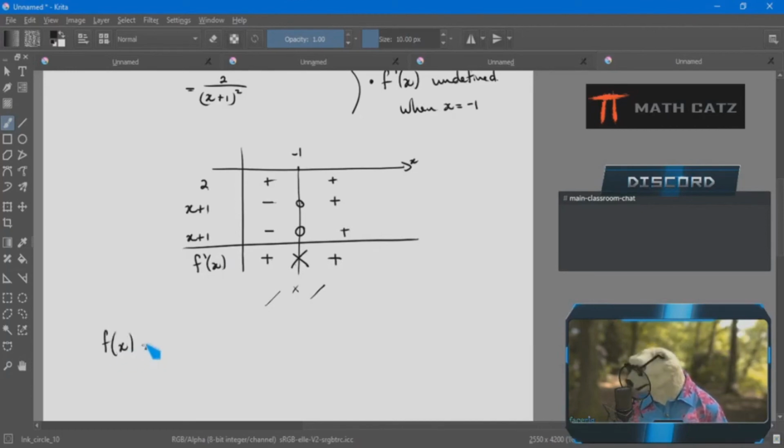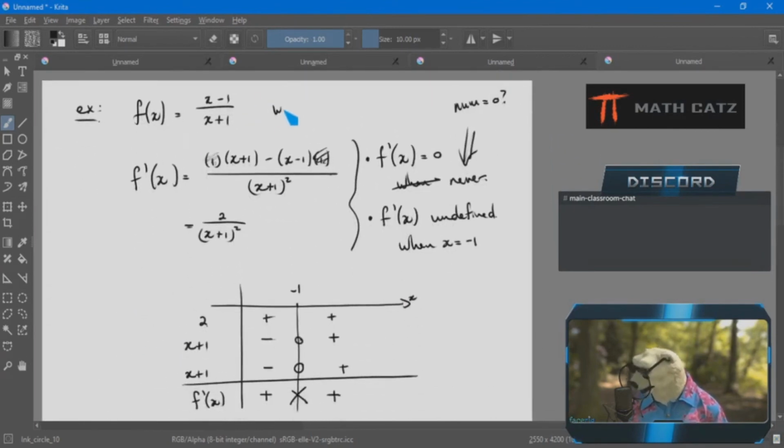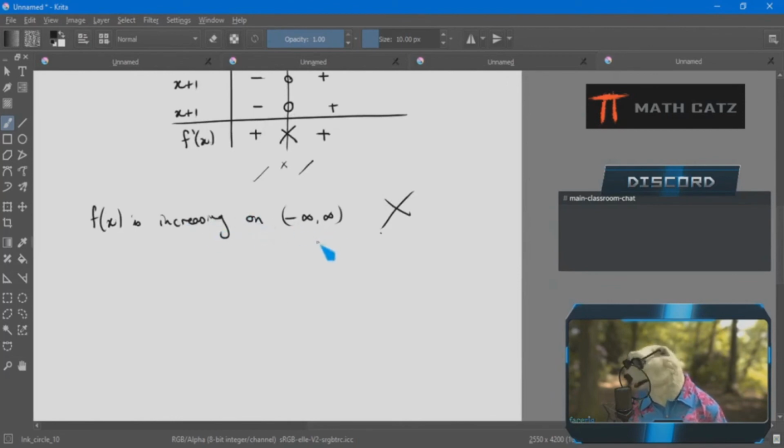My function is increasing on. Now I can't say everywhere. That is not right. Why? Because when I look at my function, which is what the statement is saying something about, this guy is undefined at x equal to -1. So I can't ever include -1 in any statement like this, because there is no point to compare.